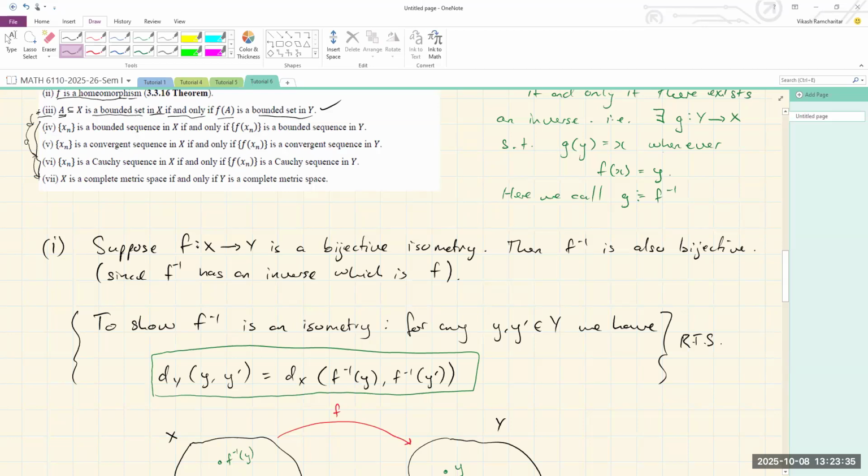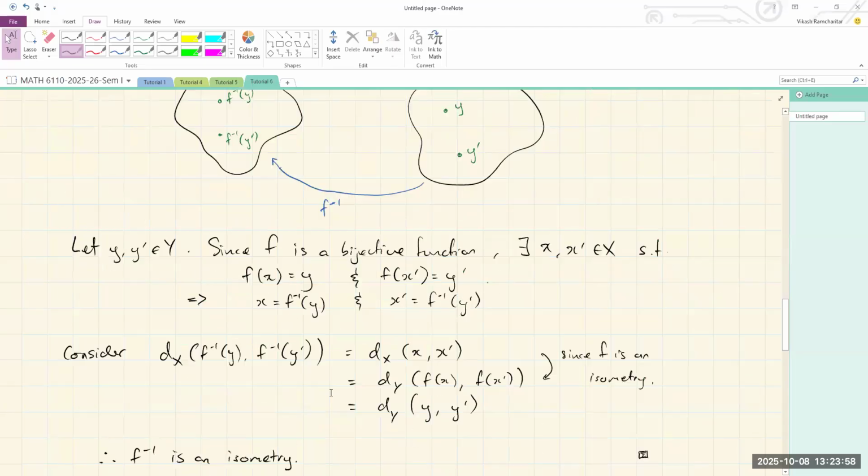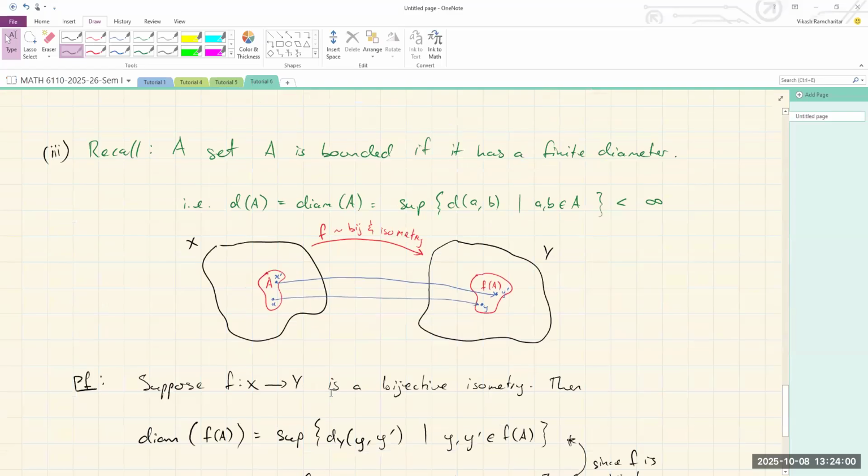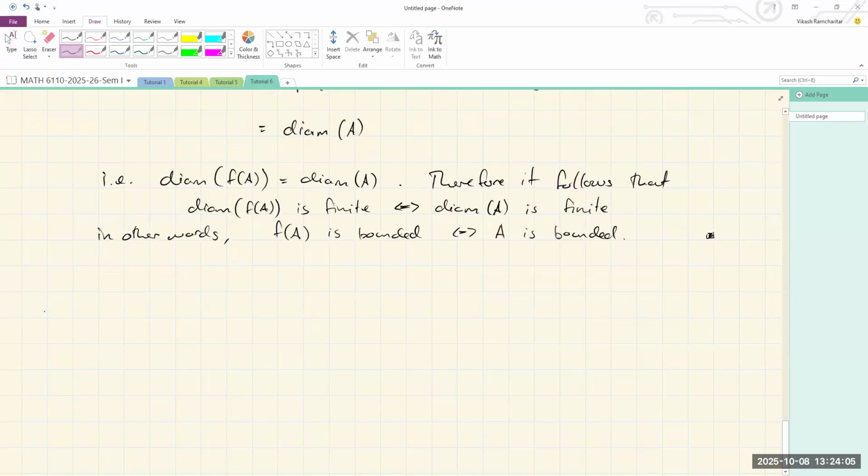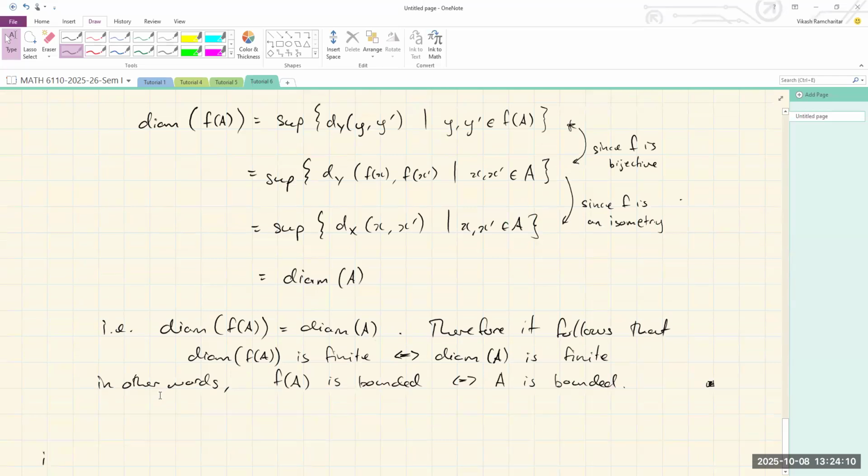Now the rest of them is going to follow in pretty much the same way, also just by definition. So the fourth one is saying x_n is a bounded sequence in X if and only if the image of the sequence is a bounded sequence in Y. So this follows straight from three, because what is a bounded sequence? A sequence is bounded if the range of it is a bounded set. Let's just write one line for that. That was 4.